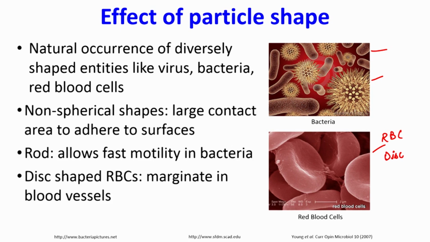Again, as I said, for bacteria, non-spherical shapes also offer a large contact area with the surface. If I have a surface onto which I seed a spherical particle, the contact area is essentially this little point right here, whereas if I am seeding a rod shaped particle, you have a much higher surface contact, and so it will help the bacteria adhere to the surface better. Also, the rod shape gives faster mobility to the bacteria, and we talked about disc shaped particles being able to marginate in the blood vessels quite a lot.